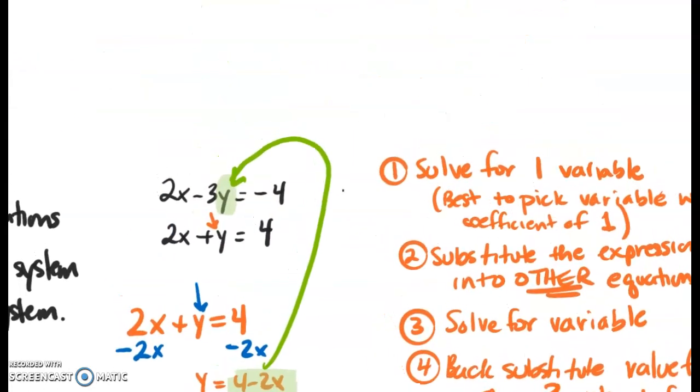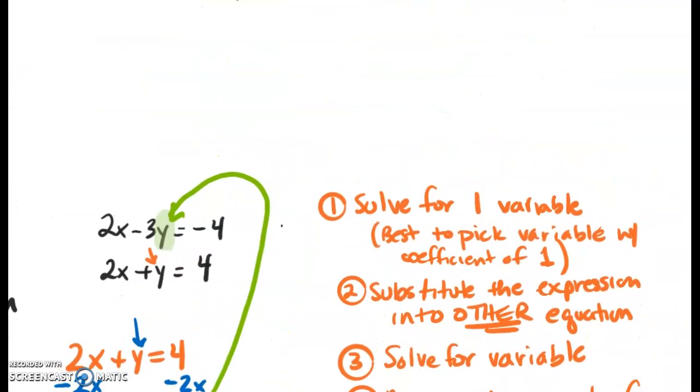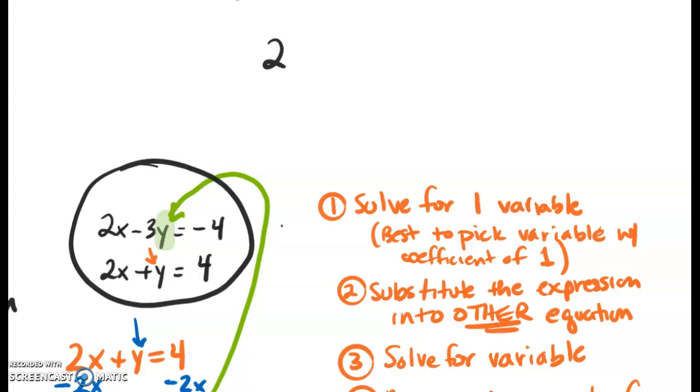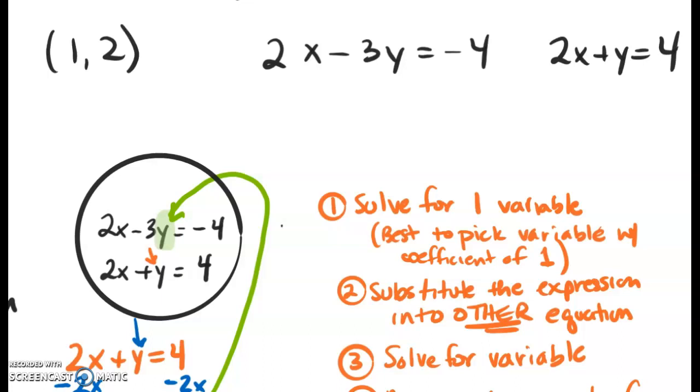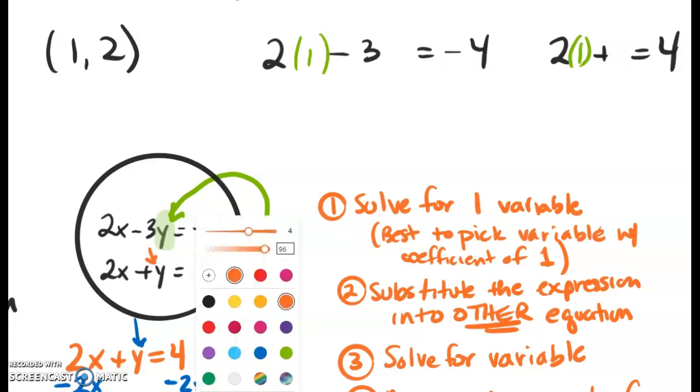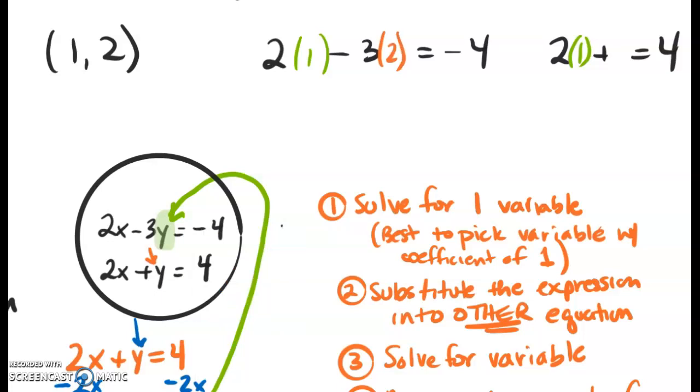And I will take that back to my originals, and I will ask myself, does that work in both of them? So the originals are right here. So let's just write them up here. And what we're going to do is plug in the answer and make sure that it works in both. So wherever I have an x, I'm going to substitute in 1. I had an x here and I had an x here. And wherever I have a y, I'm going to substitute in 2. I had a y here, and I had a y here.